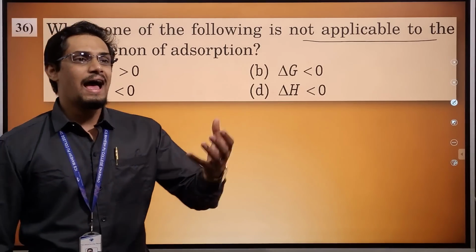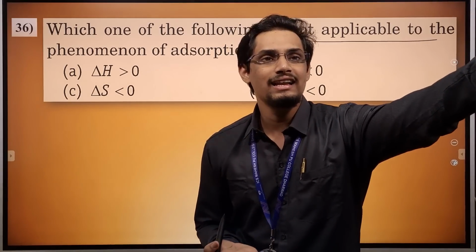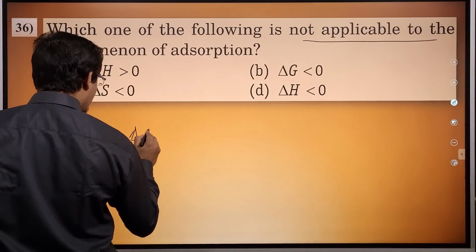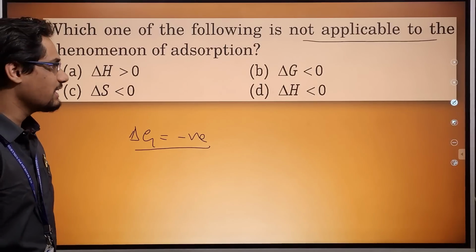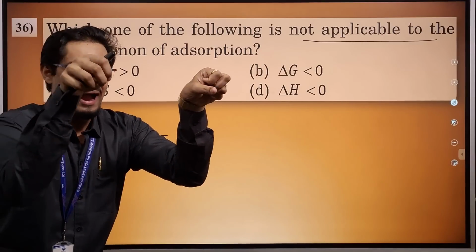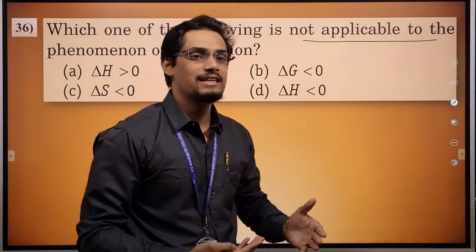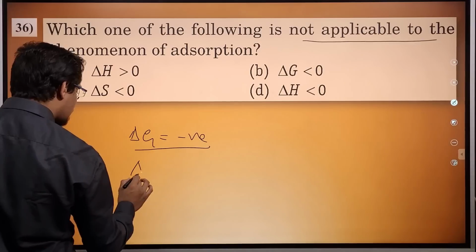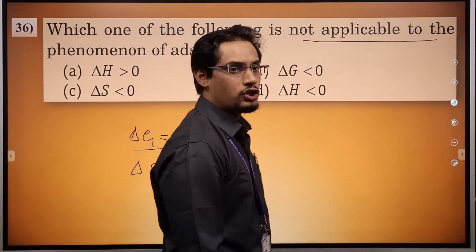Next question. Which one of the following is not applicable to the phenomenon of adsorption? What is adsorption? Accumulation of particles on the surface of a solid or liquid. If the particles accumulate on their own, that means delta G is negative because it is a spontaneous process. The gases are completely free, and when they come and accumulate on the surface, the randomness of gas particles decreases. Correct? If the randomness decreases, delta S is also negative. There is a decrease in the entropy.